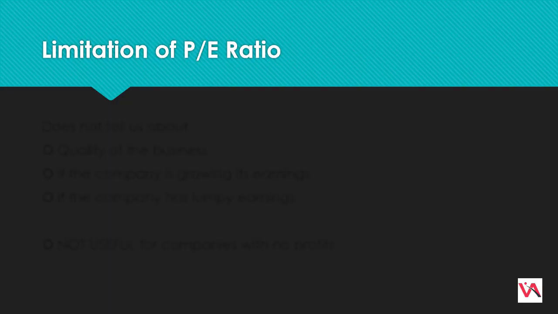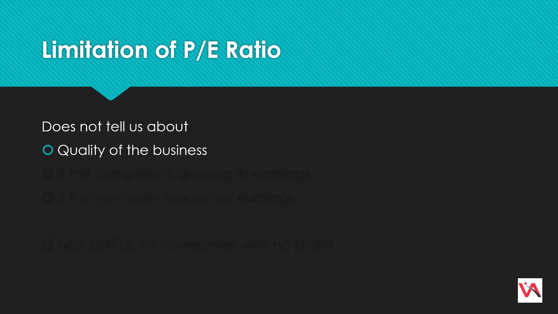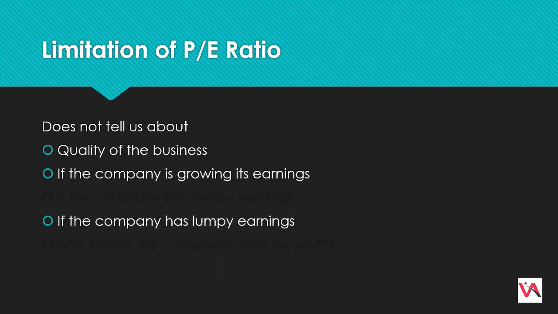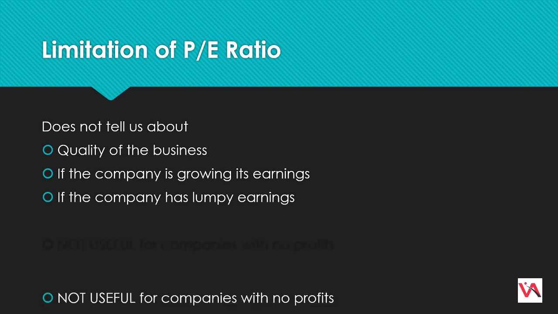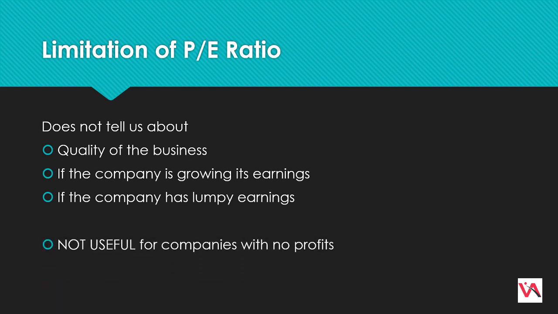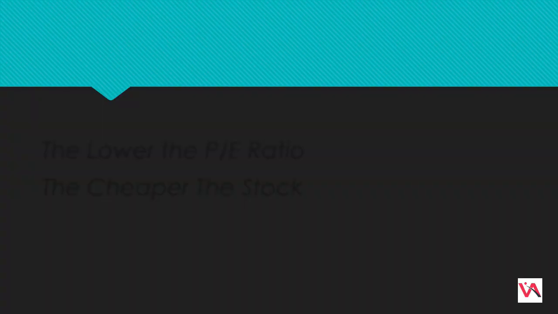This is because there are some limitations to the PE ratio as a tool. Some of them include: the PE ratio doesn't really tell us about the quality of the company. It also doesn't tell us if the company is growing its earnings or shrinking its profit. It certainly doesn't help us if the company has very lumpy earnings, which makes the PE ratio fluctuate very wildly year after year. And lastly, of course, it certainly does not help us if the company is not making any profit at all.